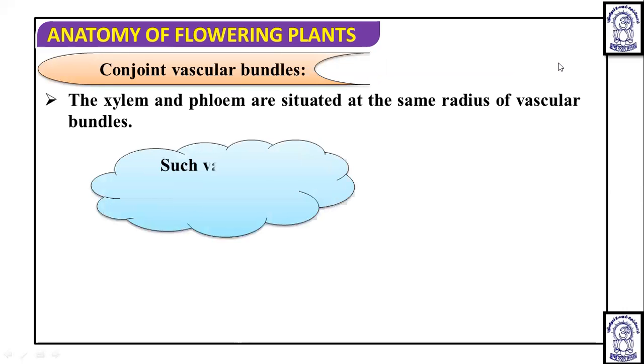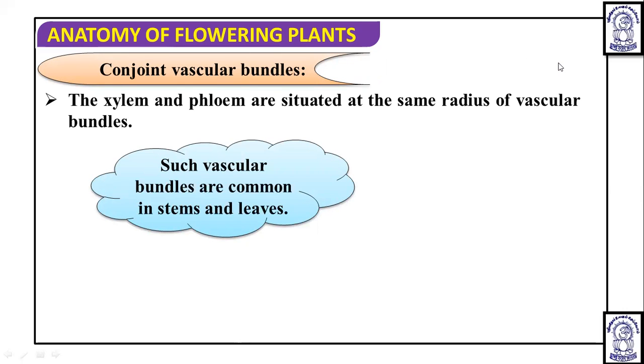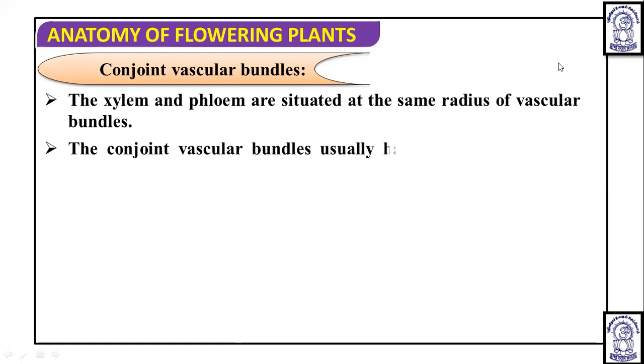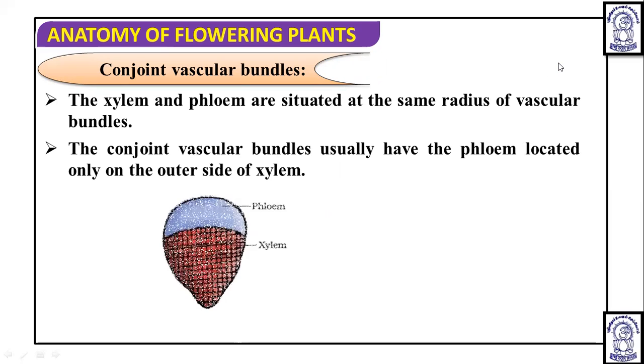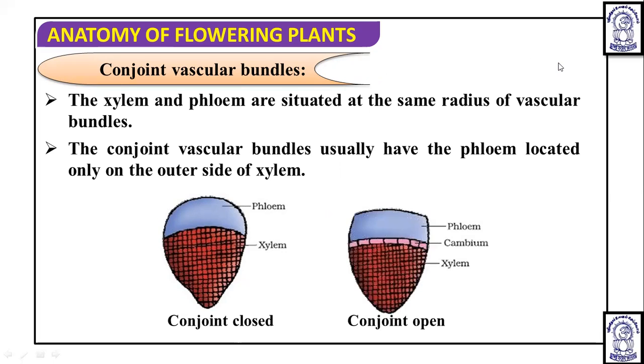Now, in the conjoint vascular bundle, xylem and phloem are situated at the same radius of the vascular bundle, meaning xylem and phloem are present at approximately the same radius. Such vascular bundles are common in stems and leaves. The conjoint vascular bundle usually has the phloem located on the outer side and the xylem on the inner side, and cambium may be present or absent. If cambium is present, then we call it conjoint open, as in the second diagram given in the NCERT. If cambium is absent, then we call it conjoint closed. Conjoint open is seen in the dicot stem, but conjoint closed is present in the monocot stem as well as the dicot and monocot leaf.